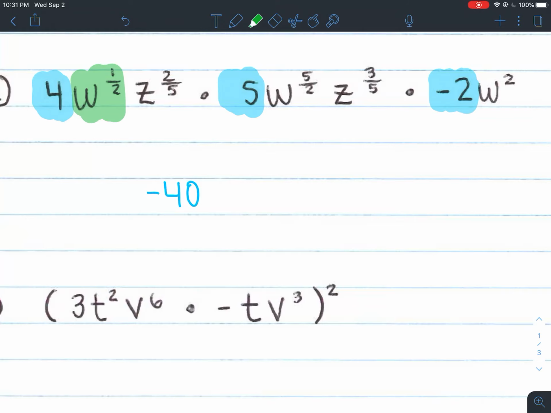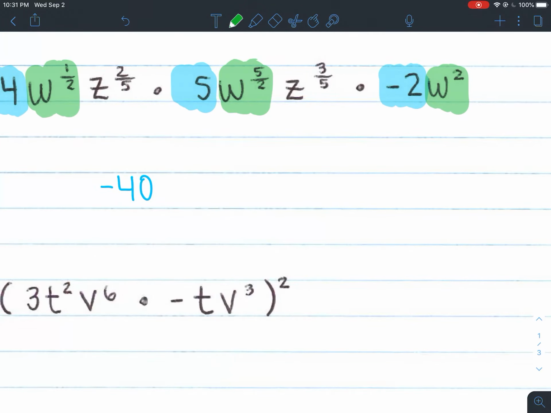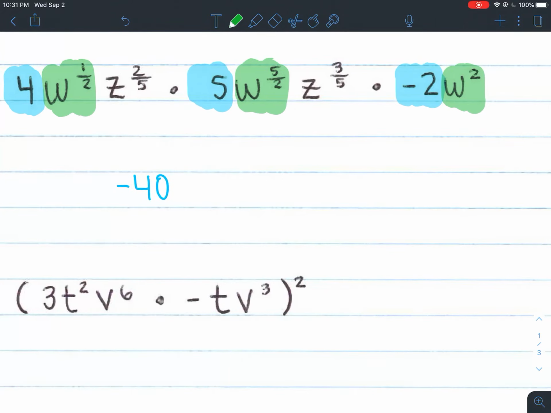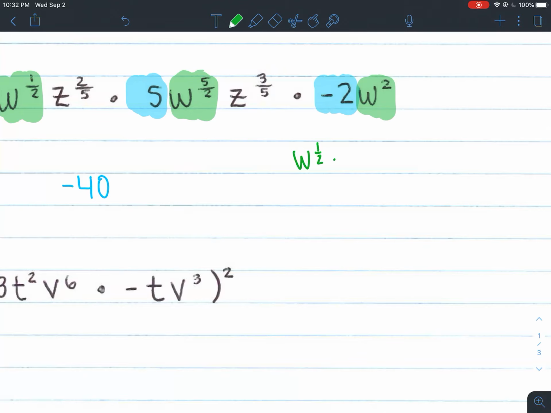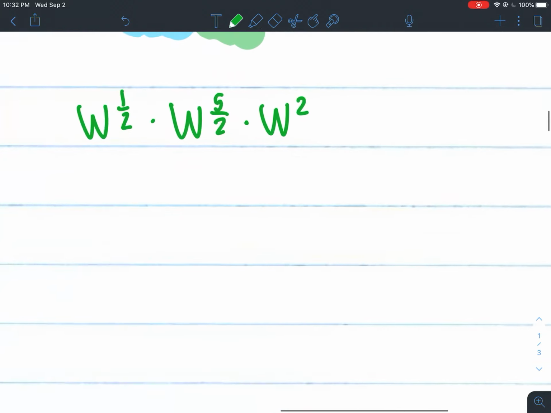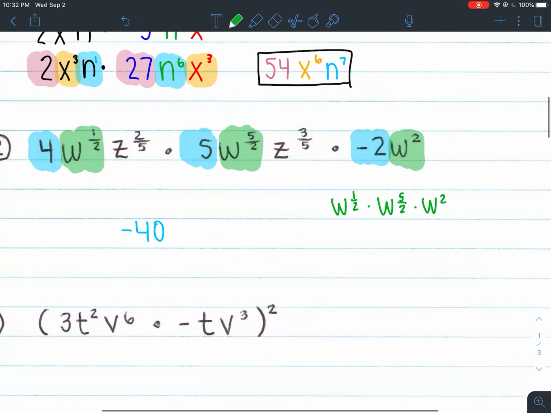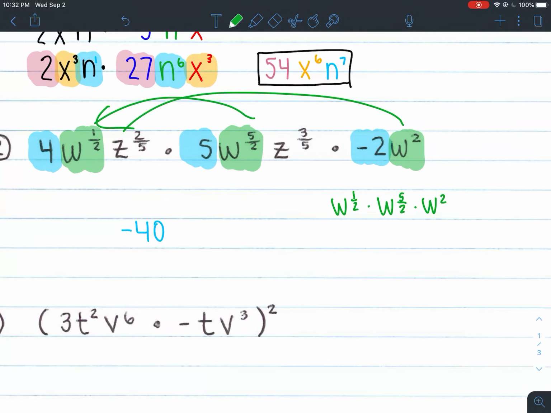I have w to the 1/2, w to the 5 halves, and then I have another base of w, which is 2 here. Now, would I add or multiply these exponents together? Because here we're talking about exponents, right? So with the blue numbers, there were no exponents. I was just multiplying them. They were normal numbers. But here I have variables, and I'm combining them. So I have w to the 1/2 times w to the 5/2 times w squared. So the question is, what do I do with those exponents? I would end up adding those exponents. There's no parentheses here, so I wouldn't be distributing them to each other, right?